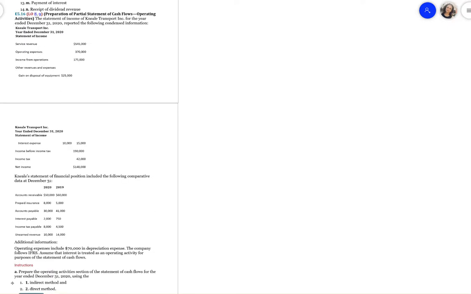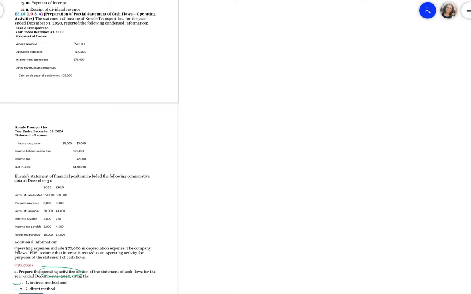Under 516, what the question is asking us to do is an indirect method of cash flow and a direct method of cash flow, and they only want us to prepare operating activities. They don't want us to do a full cash flow statement. They only want us to prepare just the operating activities for the company.